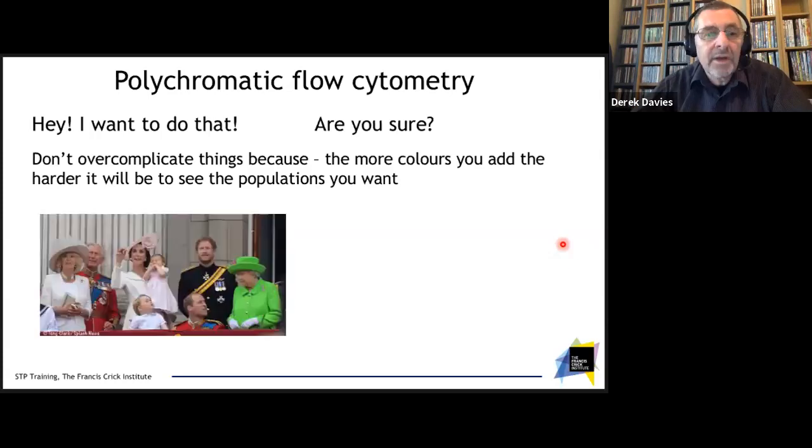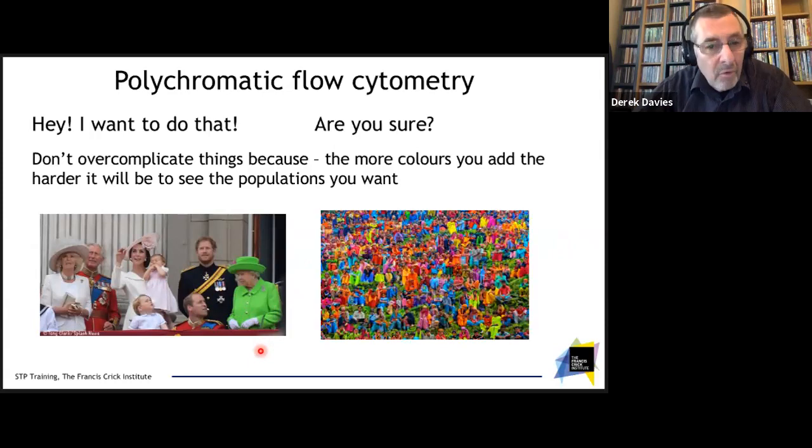So if you're doing a one color GFP experiment, it's very easy, isn't it, to see the GFP positive cell against the relatively bland background. But what happens when I add more fluorochromes into that mix? Those GFP cells are still there, but it makes it maybe a little harder to see them.